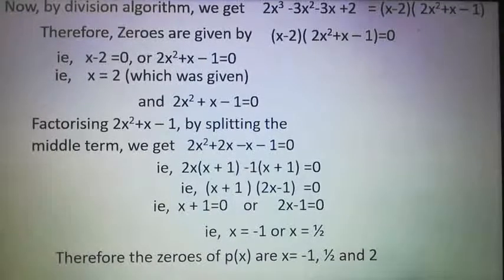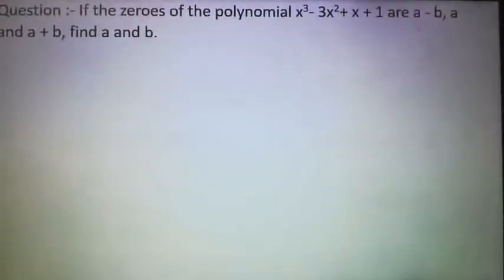Okay. Now you can deal with another question. If the zeros of the polynomial x cube minus 3x square plus x plus 1 are a minus b, a and a plus b, find a and b. So here it is a third degree polynomial, and we are given that the three zeros are a minus b, a and a plus b, where a and b are arbitrary constants, real numbers. So we are asked to find a and b here.